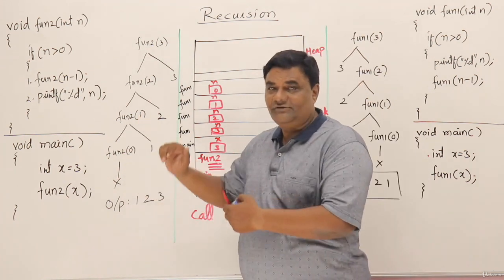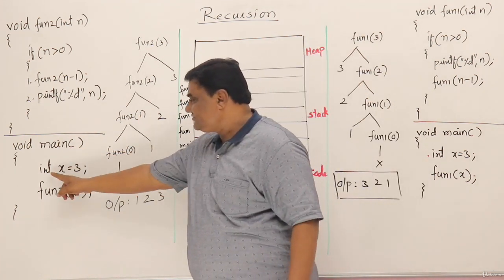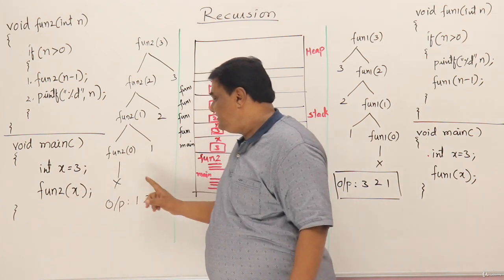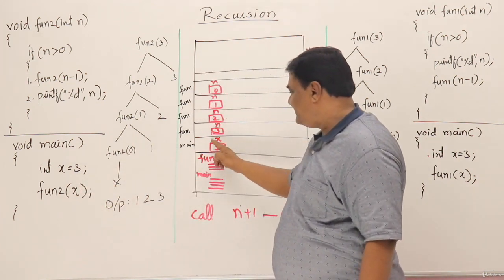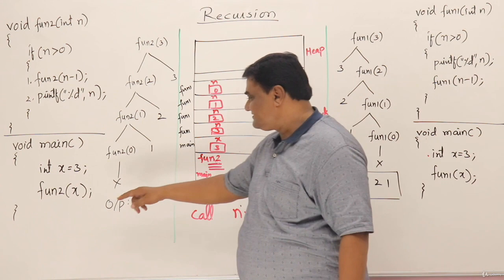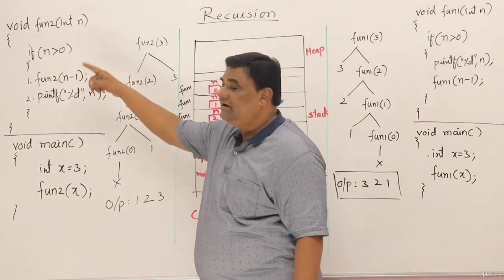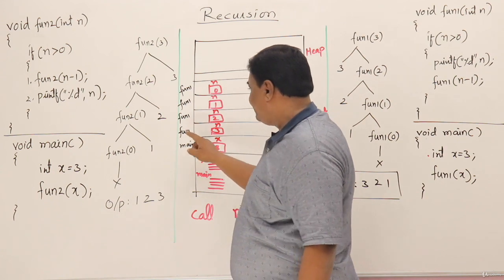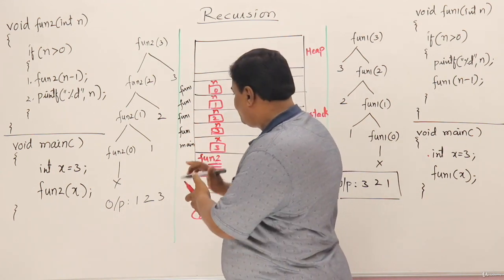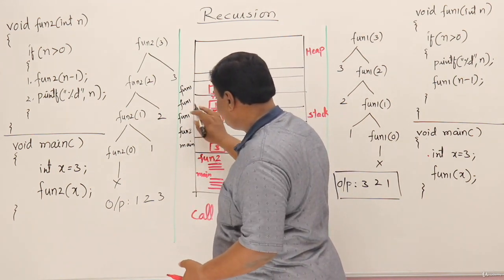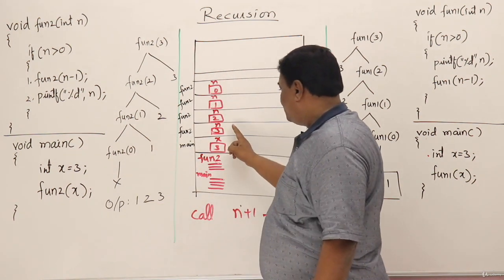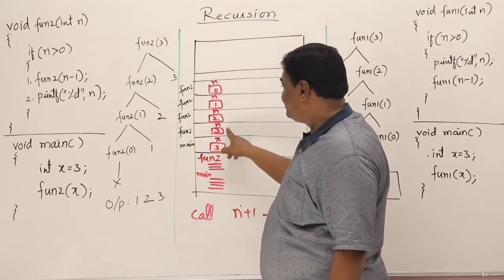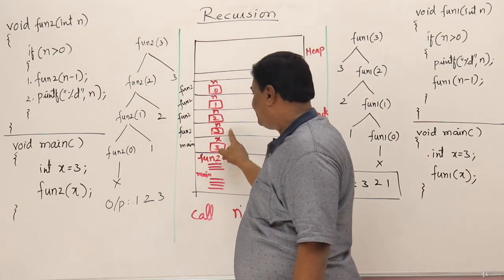Now let us start executing. Program starts from the main function. So the first variable x. So activation record for main is created, having the value 3 in x. And it will call function fun2. Once the function fun2 is called, activation record for fun2 is created. So all these are for fun2 now, so I'll just change them. So the first call, n equal to 3, this is created.